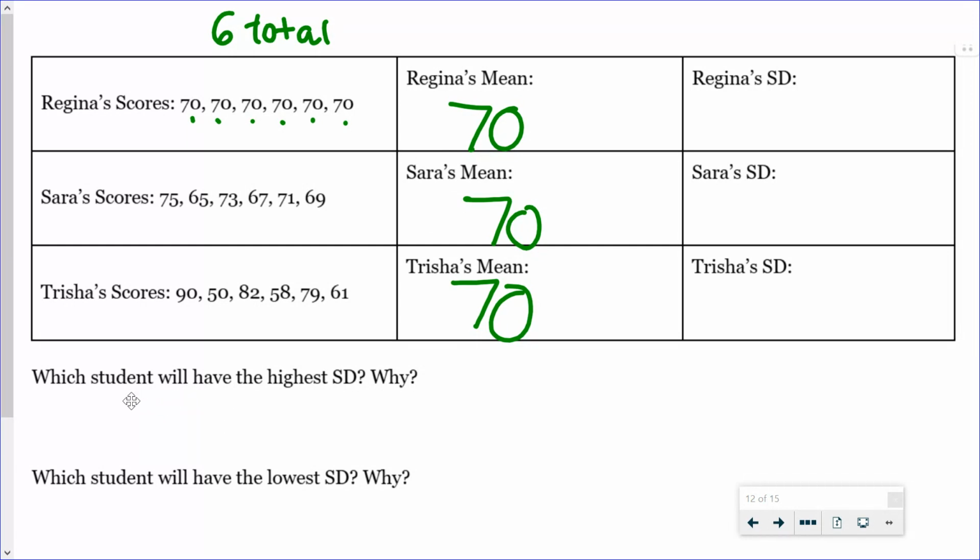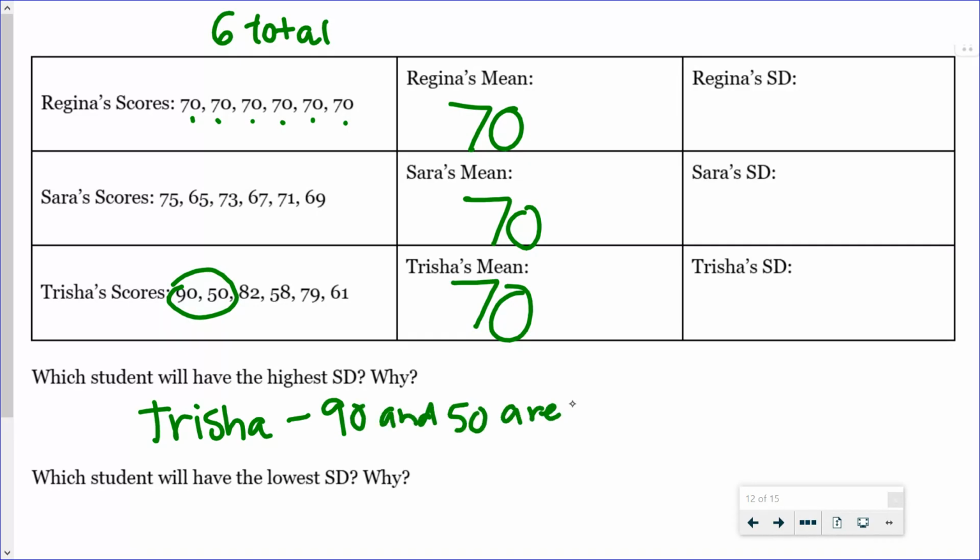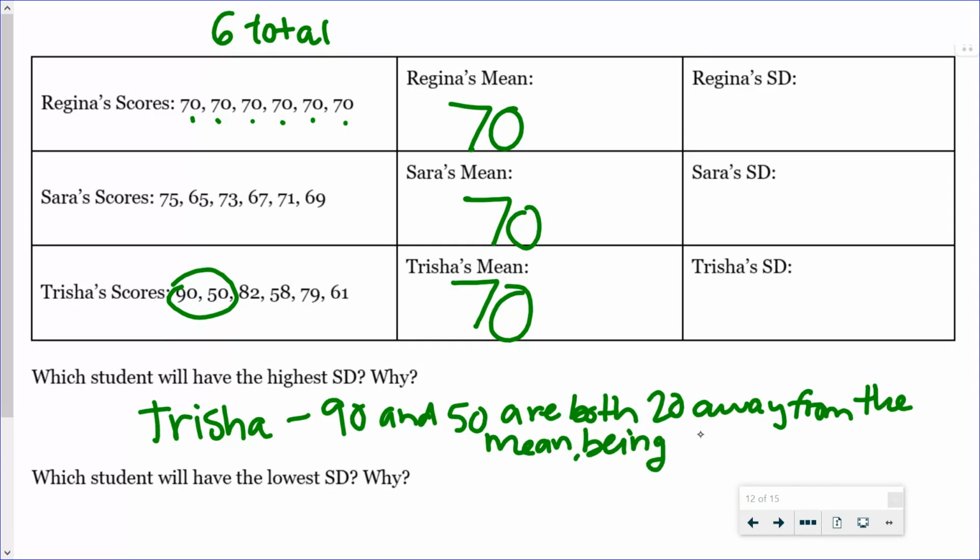Now it's going to ask this question, which student will have the highest standard deviation and why? Well, I know that standard deviation means how spread out my data is. So I want to look for what has the values that are the furthest away from 70. And I find that Trisha has 90 and 50, which are both 20 away from the mean, being the most spread out.